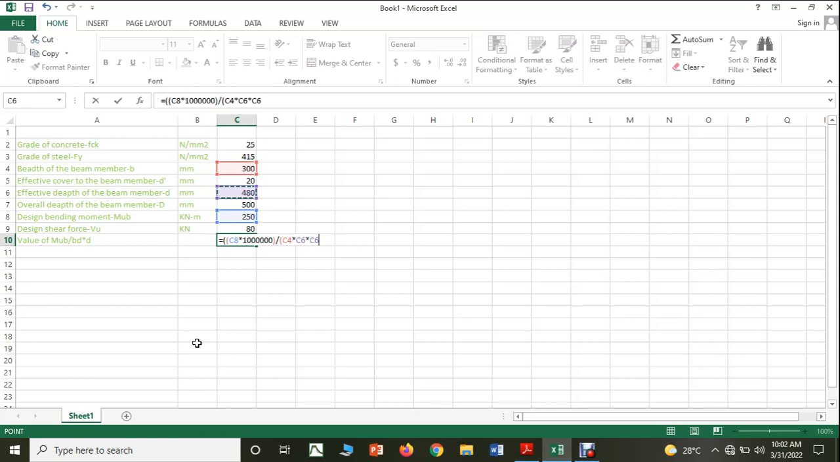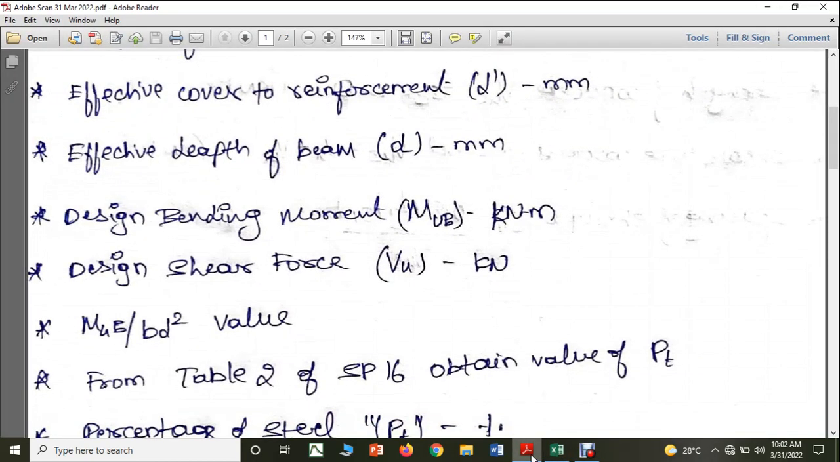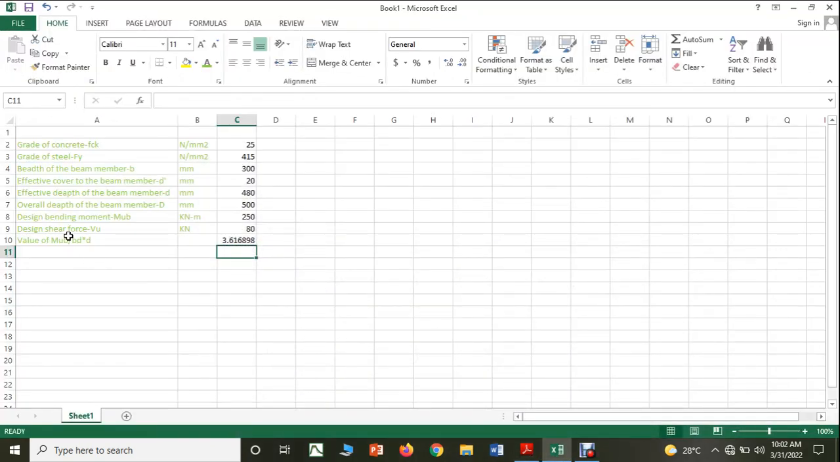Okay, so that will give you the value of Mu_b by bd square. You are getting around 3.61. Keep it in mind, students, when it comes to the design bending moment, when we have done the tables, we have two types of moments: positive bending moment and negative bending moment.